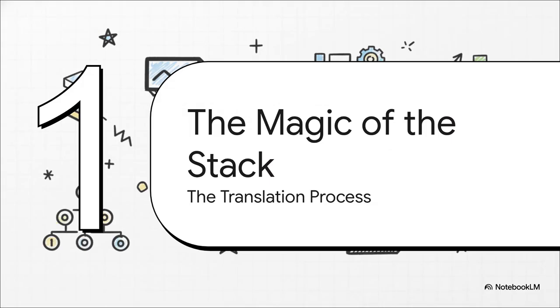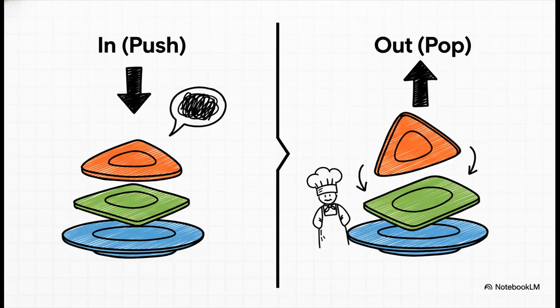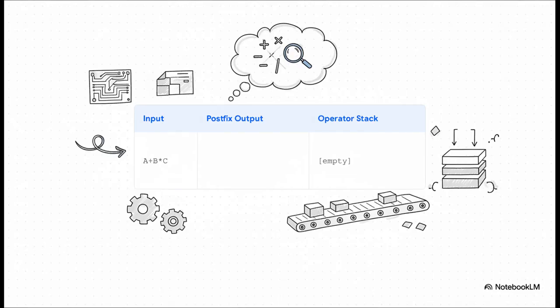Okay, so how do we actually get from our messy, human-friendly infix to the computer's clean postfix? Well, we need a translator. And the secret weapon for that translation is a really fundamental tool in computer science. And the hero of our story is a data structure called a stack. Honestly, the best way to picture it is just like a stack of plates at a buffet. You can only put a new plate on the top, and you can only take a plate from the top. The last one you put in is always the first one you take out. Just burn that into your brain. Last in, first out.